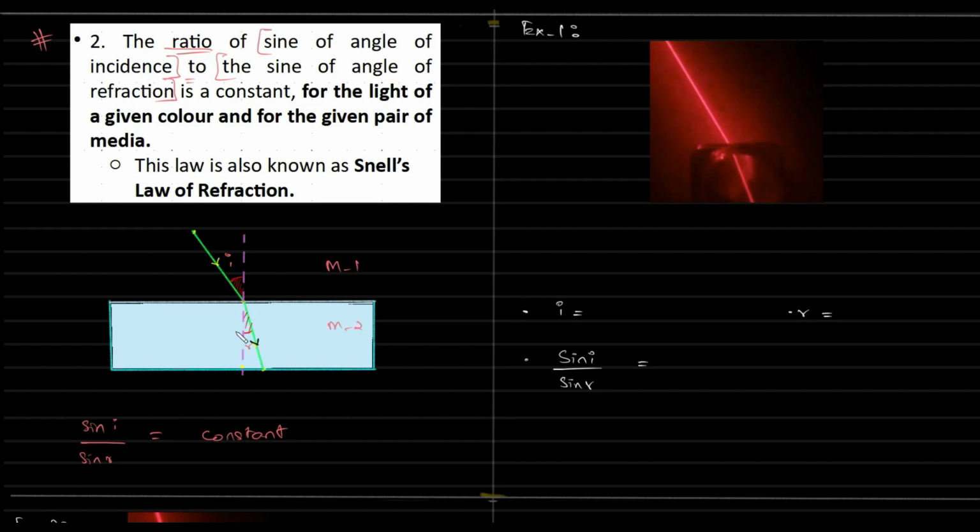Right. So for a given color of light and for a given pair of media, medium 1 and medium 2, if they are fixed and the light is fixed, whatever the angle of incidence is, the angle of refraction will be such that if I take the sine of it, the ratio will be equal to a constant.